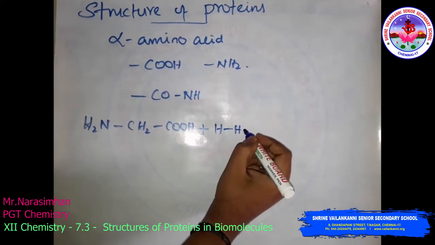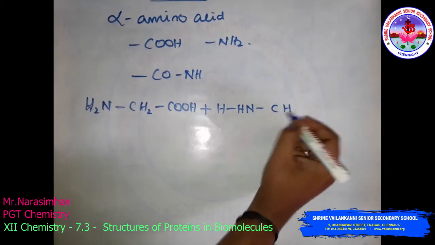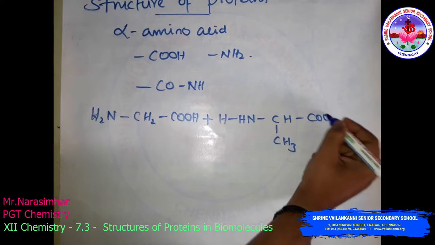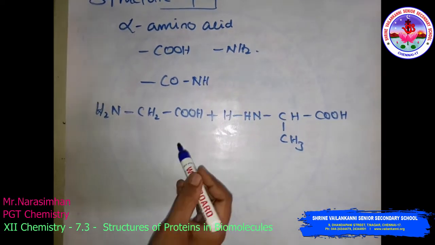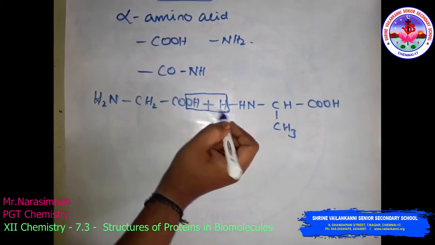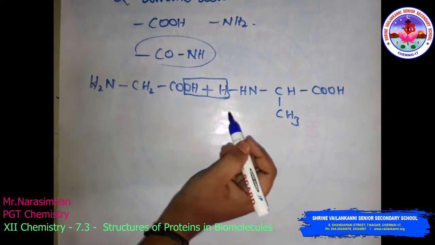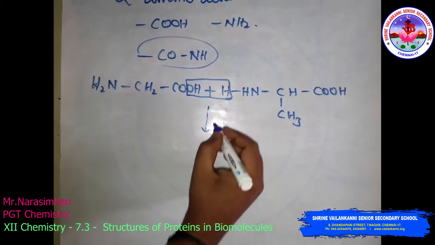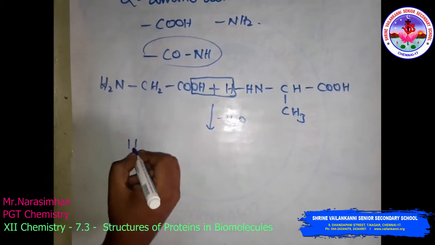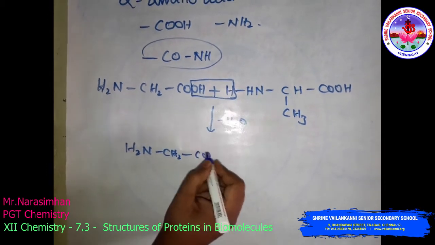I will write the NH2 like this. Glycine and alanine. Here, with the removal of a water molecule from these two compounds, you will get the CONH group. This is the peptide linkage. So with the loss of the water molecule, you will get the glycine alanine product.